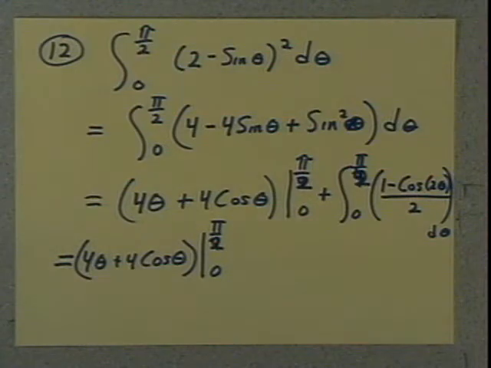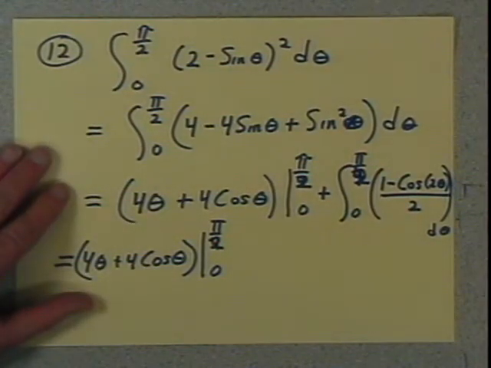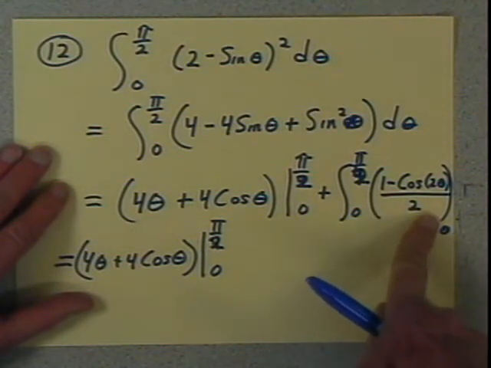Yeah, it's pi over 2. I don't know why I changed it to pi over 4. Bad eyes. Okay, this one.